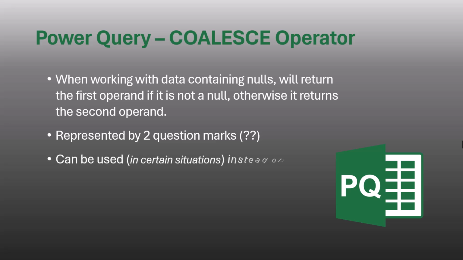COALESCE is especially useful when dealing with data that contains nulls because you can use it in certain situations instead of something like an if-then-else statement or a try-otherwise statement. COALESCE is going to greatly simplify these types of formulas. Let's look at some problem scenarios and then see how COALESCE can be used to solve these problems.